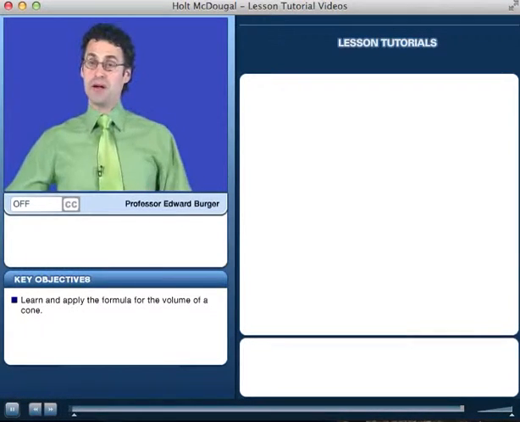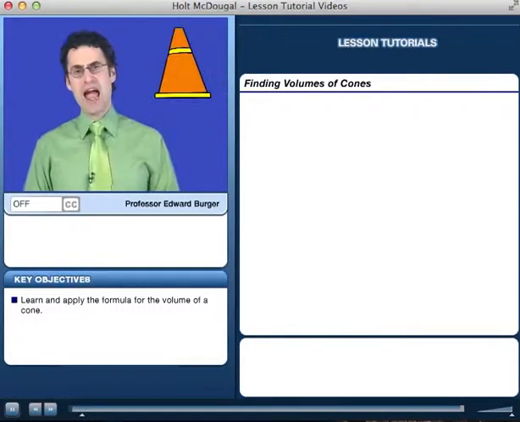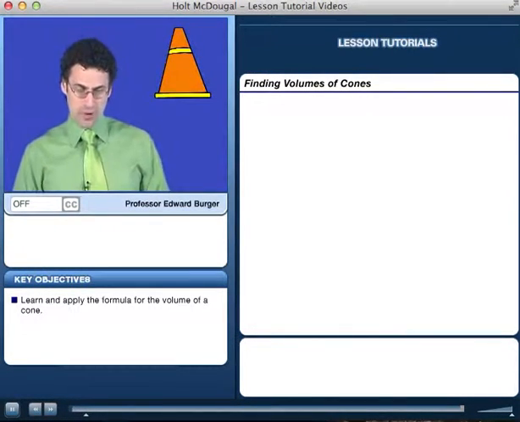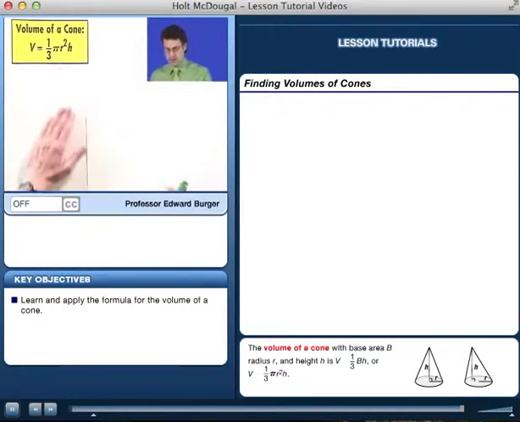Let's move from the pyramid to its exotic cousin, the cone. Okay? How would you find the volume of a cone? Well, here's the formula for the volume of a cone. It's 1/3 π r squared h.